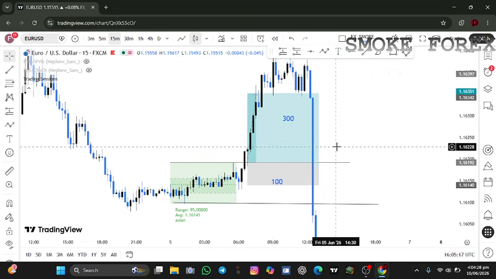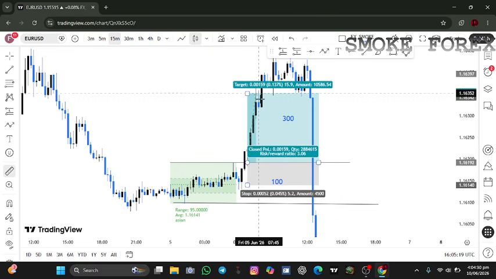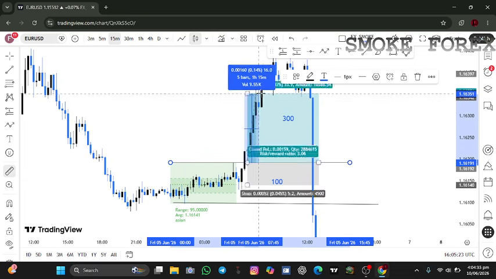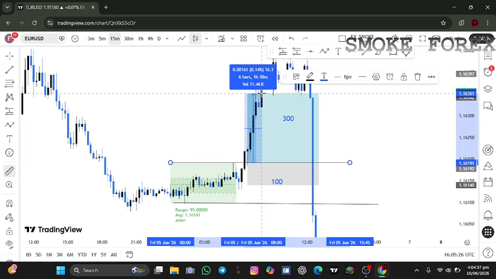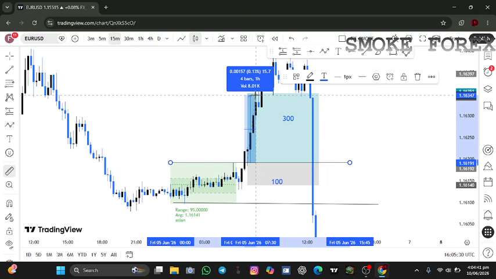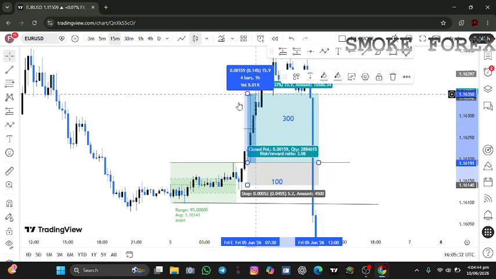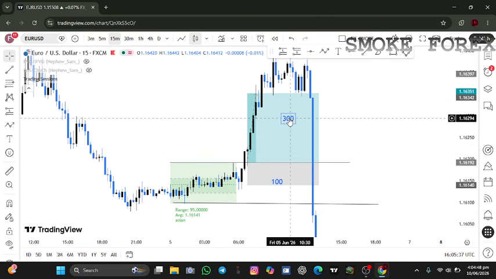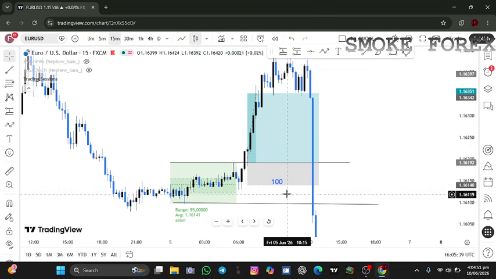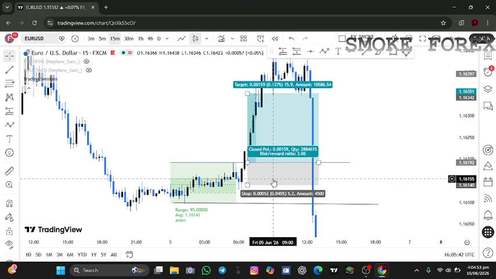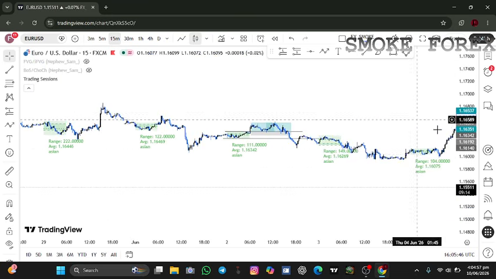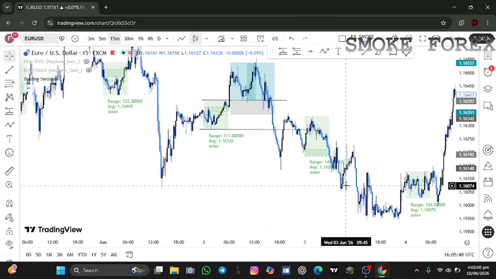Simple. You can see clearly this move took only 1 hour 30 minutes. Very simple, straightforward strategy, the Asian breakout strategy. Let's go over a few examples, and sometimes you can hit a loss.